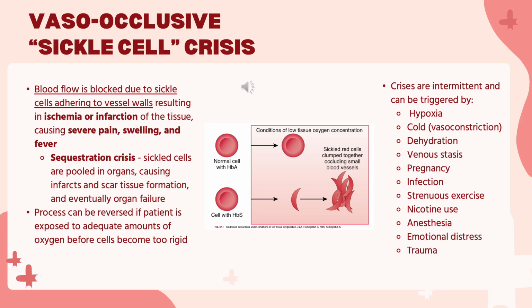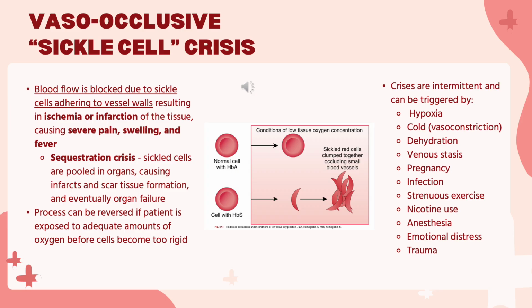There are some conditions that can cause or trigger sickle cell crises. Hypoxia, which obviously we know that these sickled cells become sickled because of low oxygen levels. So hypoxia is a major trigger or cause. But we also have cold, which causes vasoconstriction, dehydration, venous stasis, pregnancy, infection, strenuous exercise, nicotine use, anesthesia, emotional distress, and trauma, all of which can, again, trigger or worsen a sickling episode.